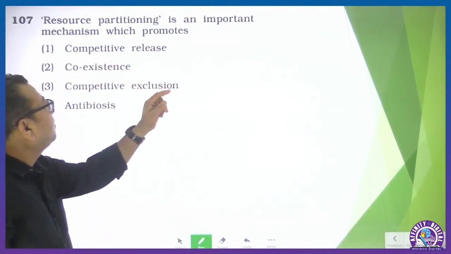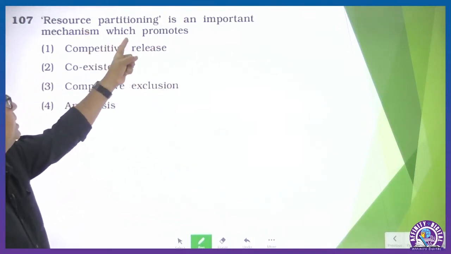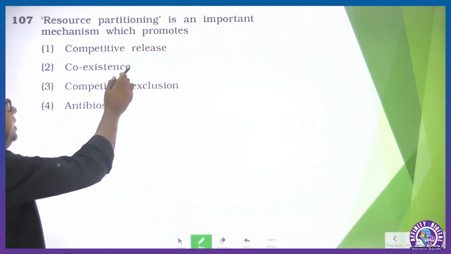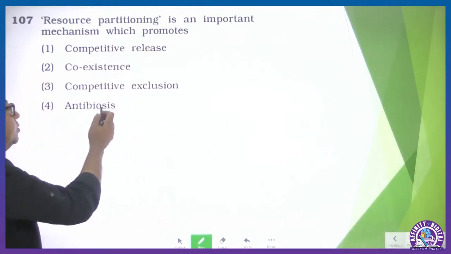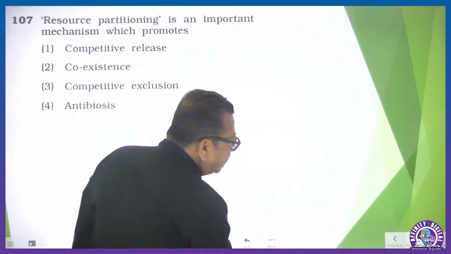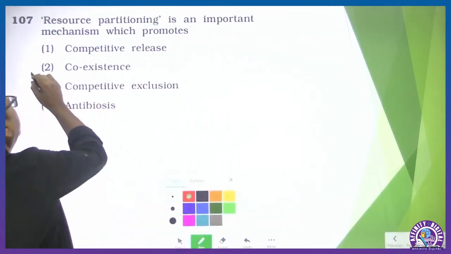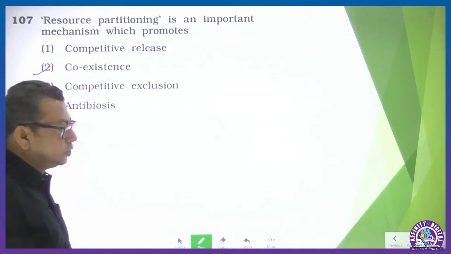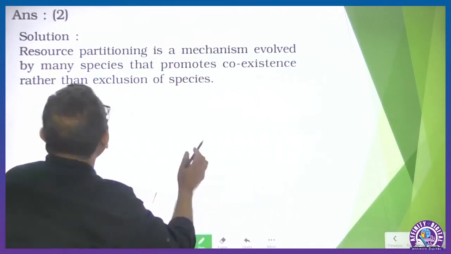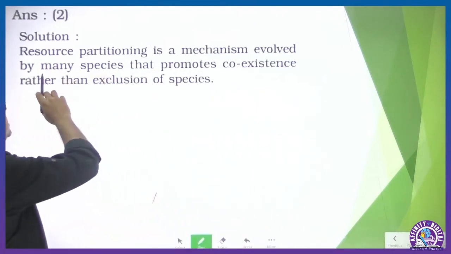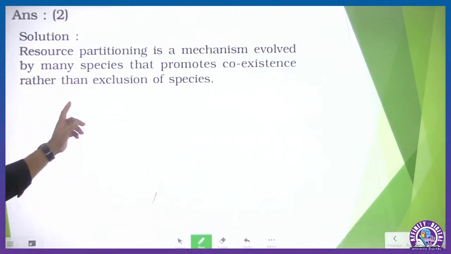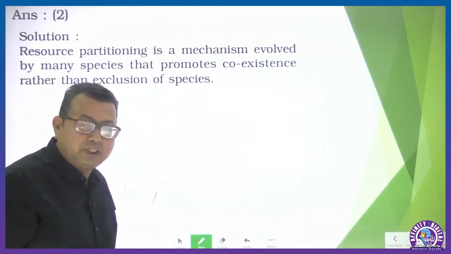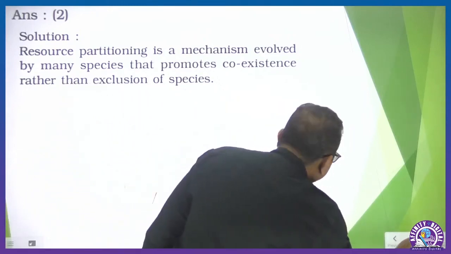So resource partitioning is an important mechanism which promotes competitive release, coexistence, competitive exclusion, antibiosis. So answer will be what? Coexistence rather than exclusion. So iska jo solution hai, resource partitioning is a mechanism developed by many species that promotes coexistence rather than exclusion of what species. Moving on to the next question.